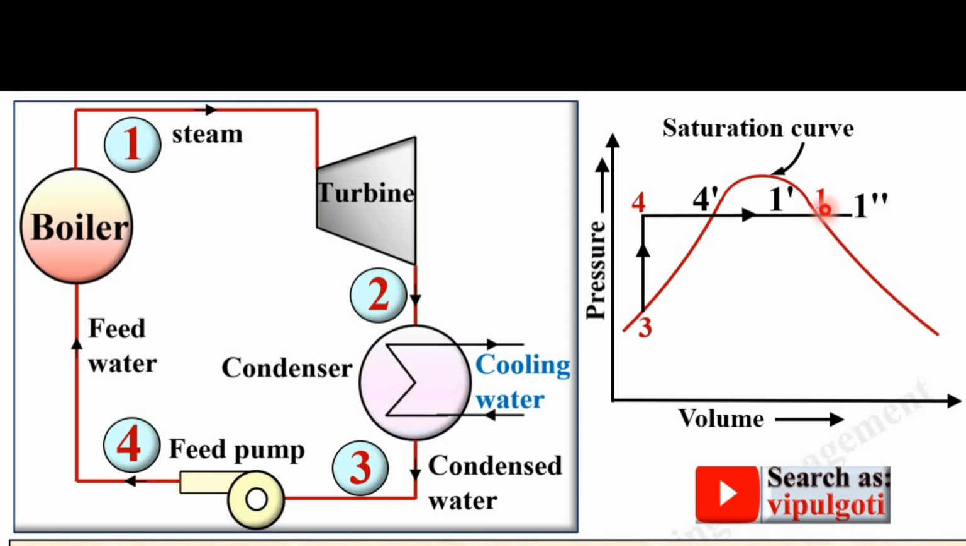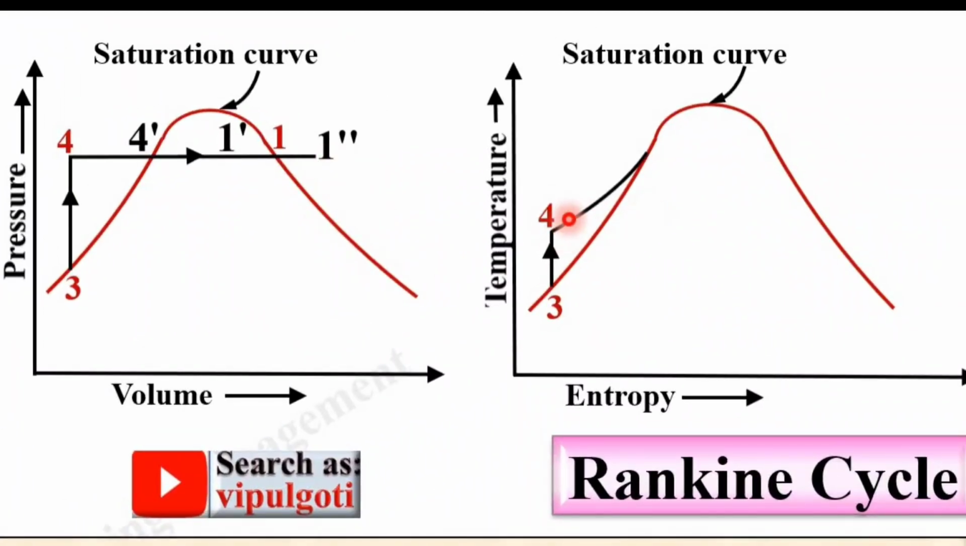So my dear friend, keep in mind at point 1 it is dry saturated steam and at point 1 dash it is wet steam, because only some portion is converted into steam, and at 1 double dash it is superheated steam because it is beyond the saturation curve. That means the temperature is higher than the saturation temperature. The same thing I can mention on the TS diagram. First the 4 to 4 dash process up to the saturation curve, then again 4 dash to 1.